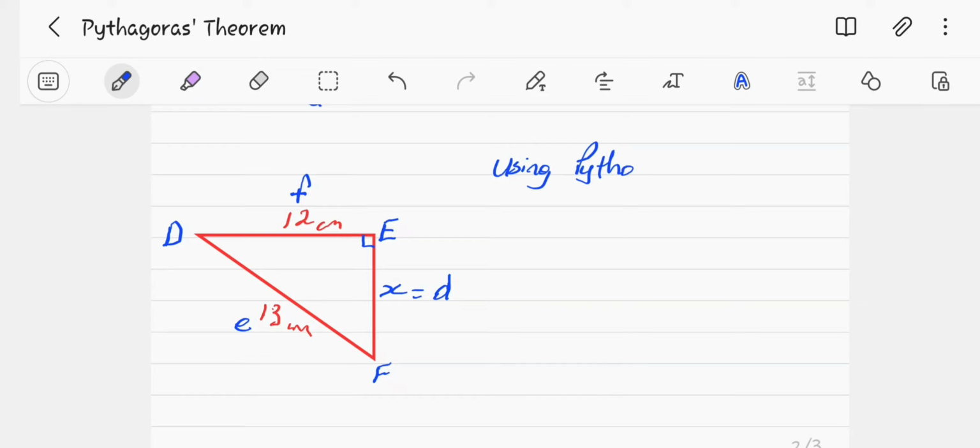So again, using Pythagoras' theorem, we are going to set this out to find our x, to find our unknown. So we will say e, which is our hypotenuse, e squared is going to be equal to d squared plus f squared, seeing that D comes before F in the alphabet. It doesn't matter which one we write first because it's addition.